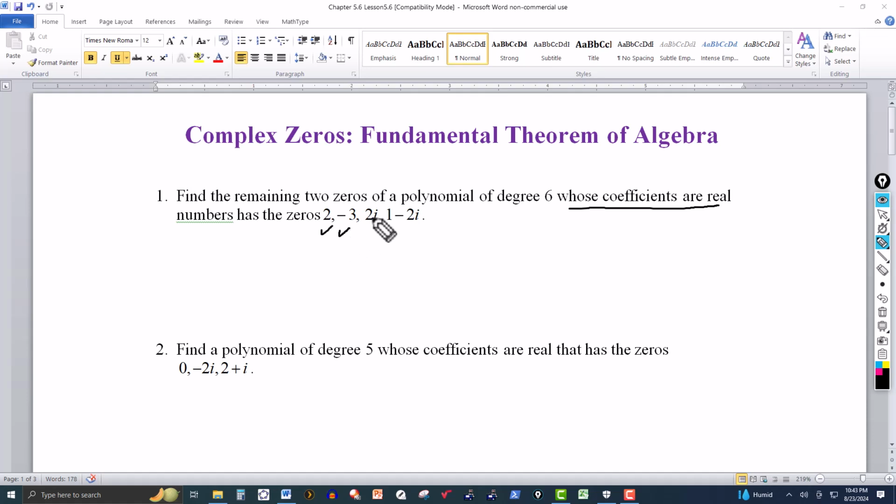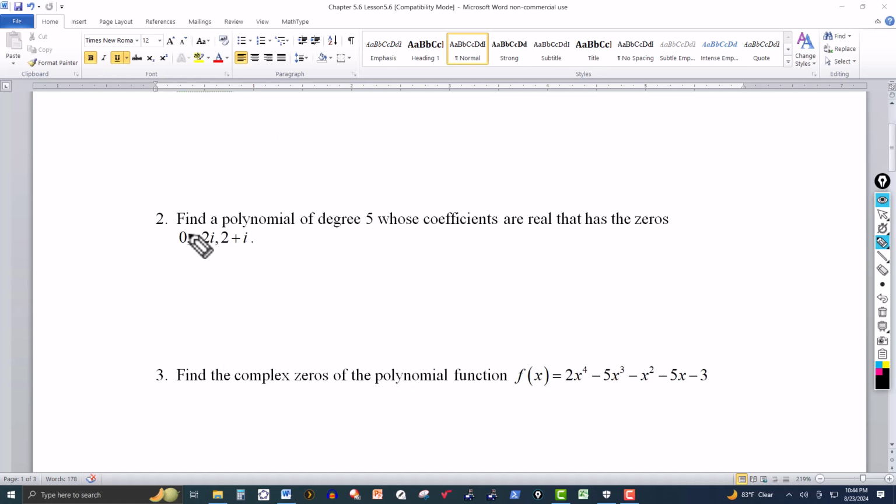-3 is a 0. Now 2i is a 0, so I know that the conjugate, or -2i, is also a 0. 1 minus 2i is a 0, and because the polynomial has real coefficients, the conjugate of that, which is 1 plus 2i, is also a 0. So find the 2 remaining zeros. Well, right there. So you've got 1, 2, 3, 4, 5, 6, and that's what we expect because we have degree 6. Now let's look at the next one.